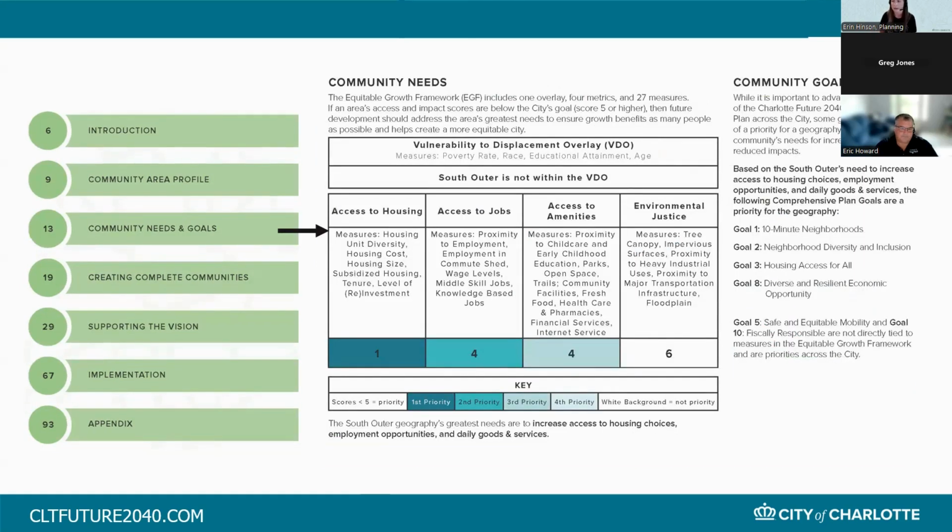And then the next chapter outlines the geography's greatest needs and prioritized goals. So the needs are focused on increased access to housing choices, job opportunities, daily goods and services, and reducing environmental impact. The plans focus on these four needs because these are metrics outlined in the comprehensive plan, and they're paramount for ensuring that future growth really benefits as many people as possible. So the 10 comprehensive plan goals were linked to these four metrics. And then if a metric scored less than 5, the associated plan goals were identified as priorities for this geography.